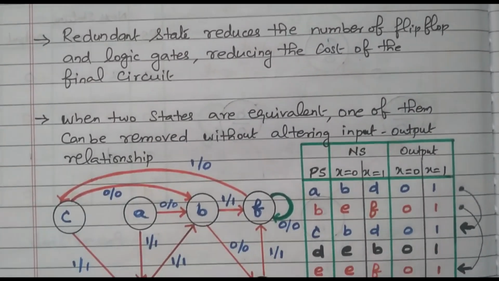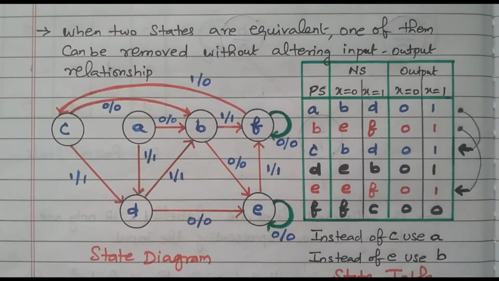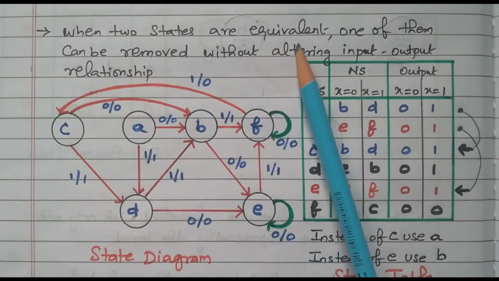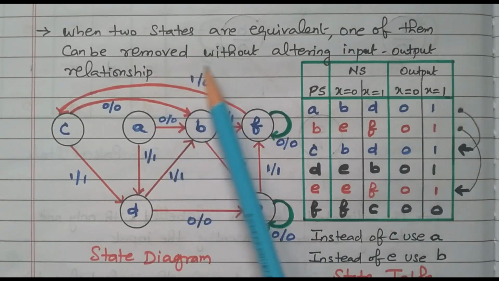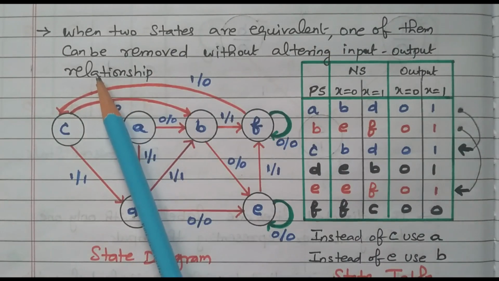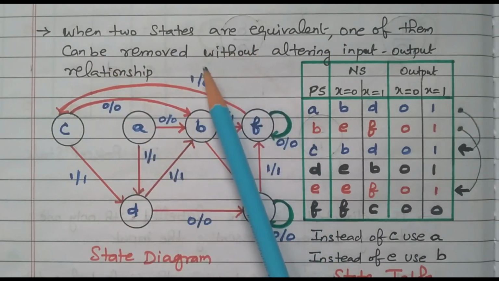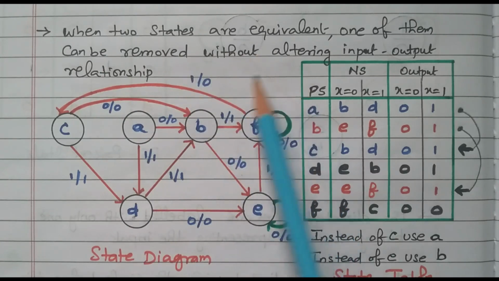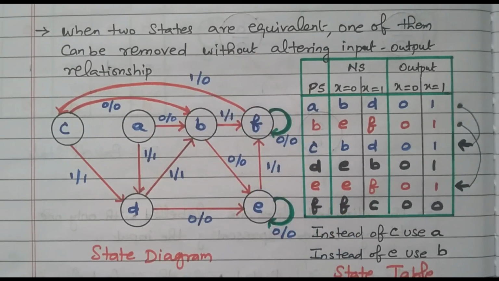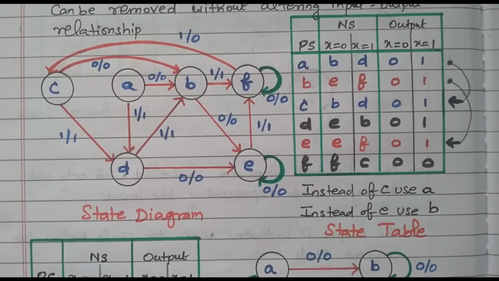Now we'll see what state reduction is. When two states are equivalent, one of them can be removed without altering the input and output relationship. That is called state reduction, right? When two states are equivalent, we can remove one of the states without altering the input and output. Now we'll see one state diagram, from which we can go for state reduction.